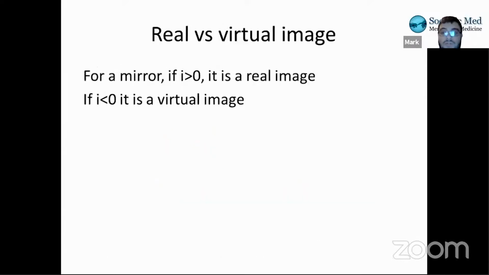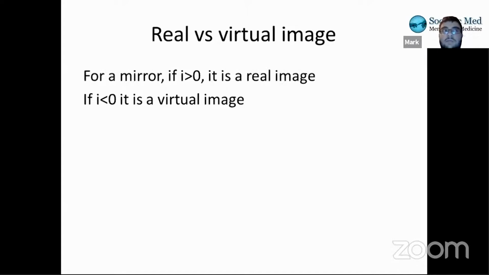So, real versus virtual image. There are real images and there are virtual images. For a mirror, if I, which is the distance between the image and the mirror, is positive, it's a real image. If I is negative, it's a virtual image. And I'll cover in a bit what I mean by positive and negative, where it is.